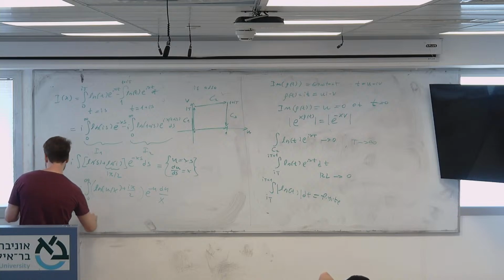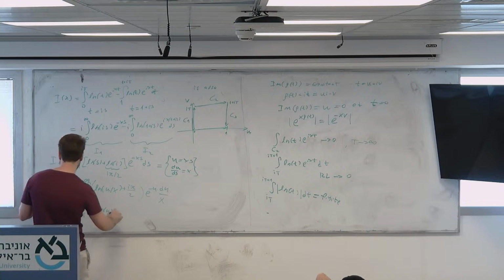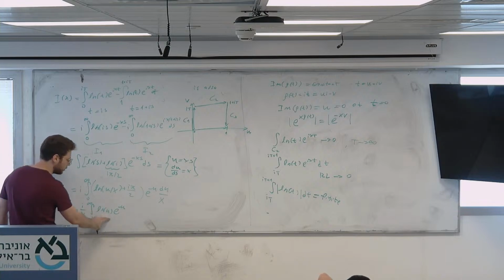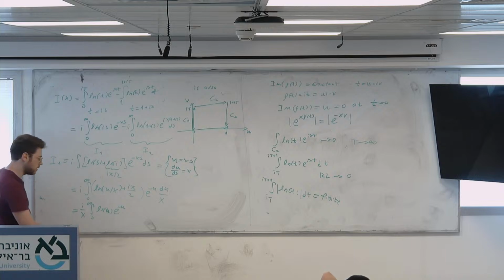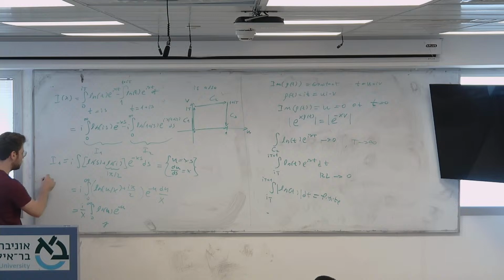I = ∫ from 0 to infinity of ln u e^(-u) du. This is an integral that you should know, right? So this is Euler's number, gamma, okay? If you remember, like 1 over n, right? So you can show it's the same.